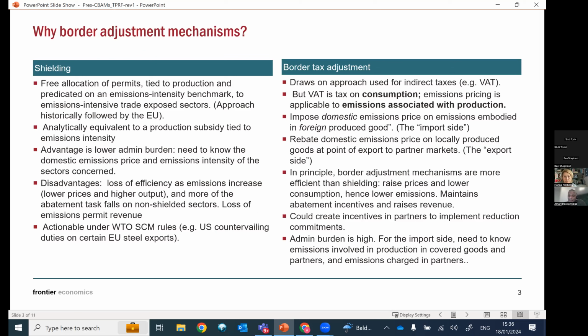It's also, I think, fairly clear from the EU's approach that they hope that the carbon border adjustment mechanisms will create incentives for partners to implement emissions pricing. The main challenge is the admin burden in a border tax adjustment mechanism context is much higher than a shielding approach. And I think that's a lot of what Stuti touched on, really turns around the issue of how you identify and quantify the appropriate level of emissions that should be taxed on imports coming in and avoid unduly charging them.